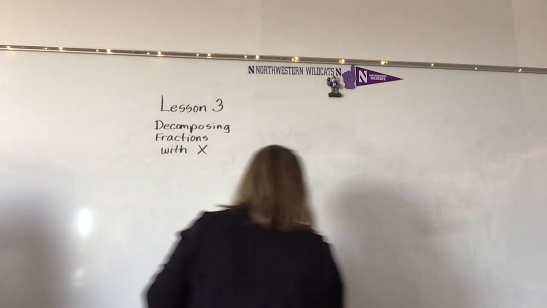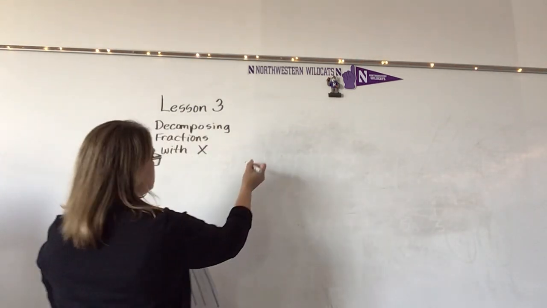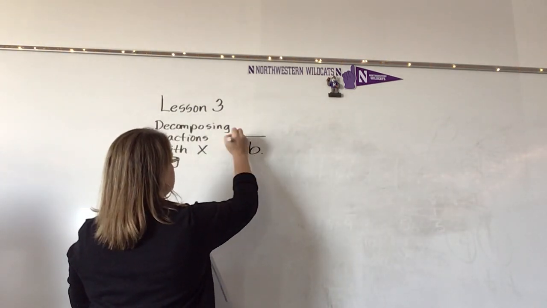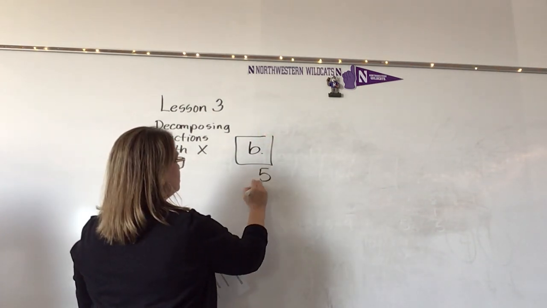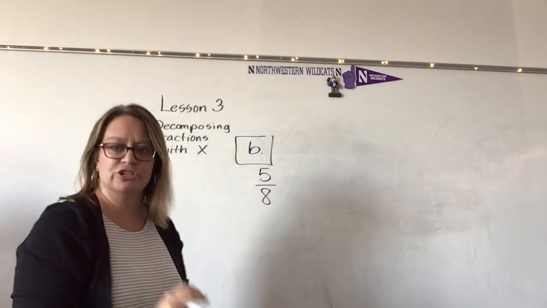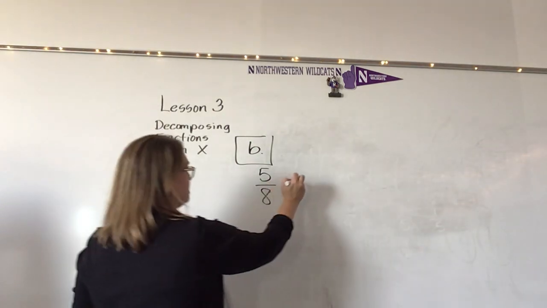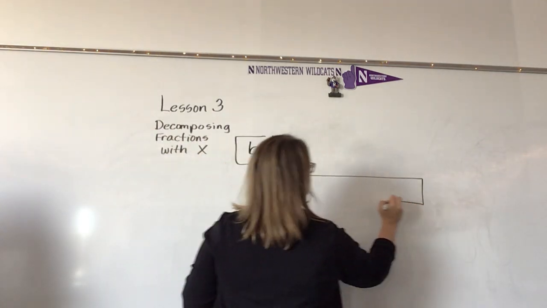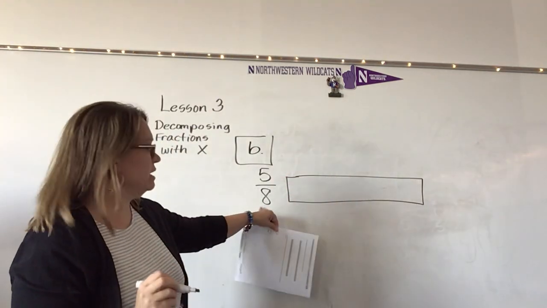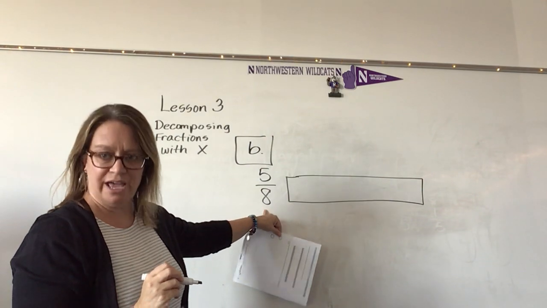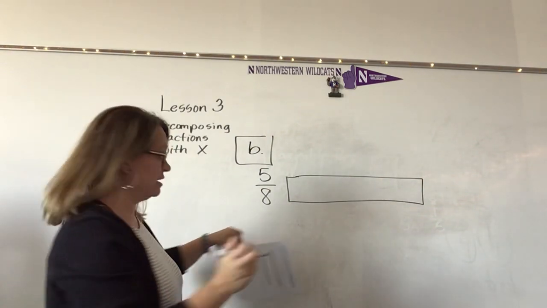First thing I'm going to do is I'm going to write letter B. This is what I write in my notebook. And it says 5/8. So that's your fraction, 5/8. I'm going to draw my tape diagram. So you just draw one big rectangle. How many parts do I divide it into? 8. Why? Because that's your denominator.